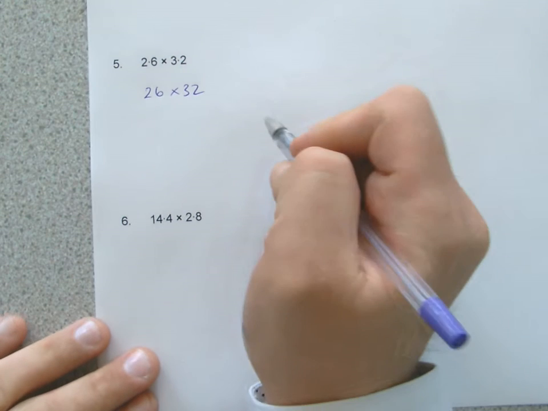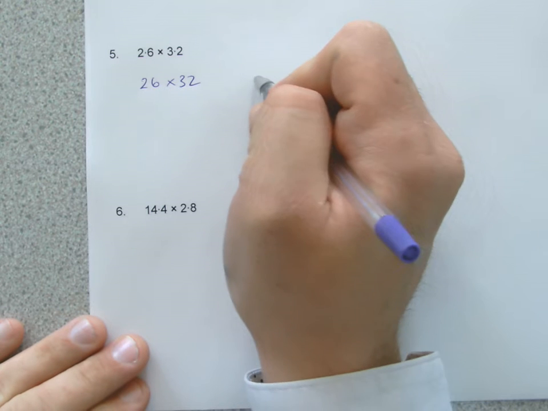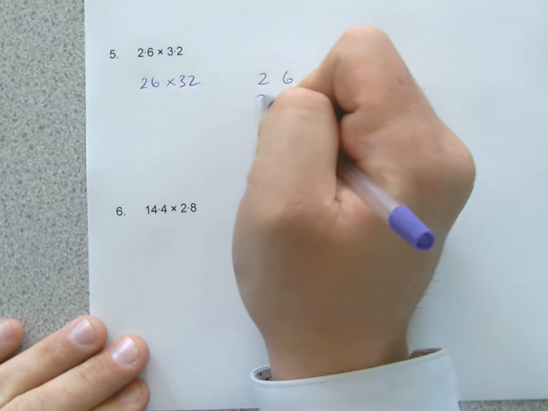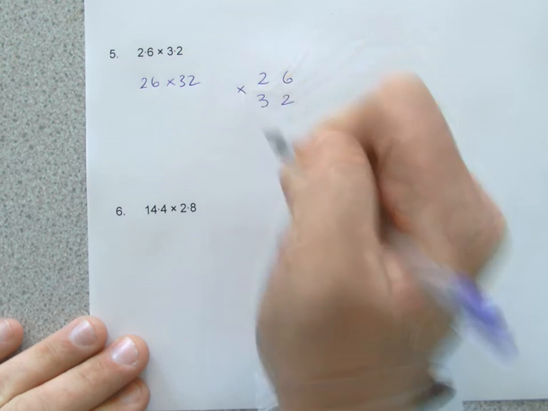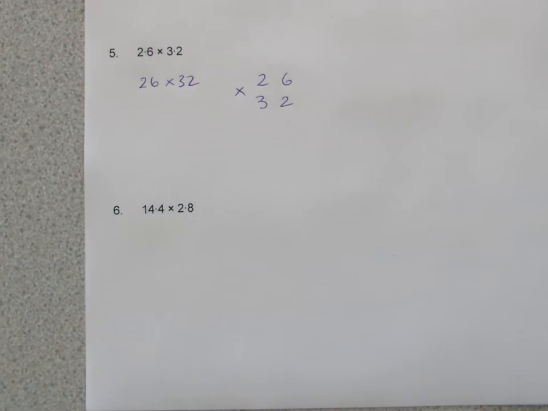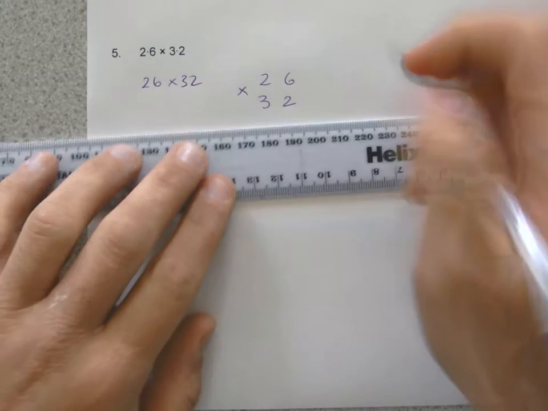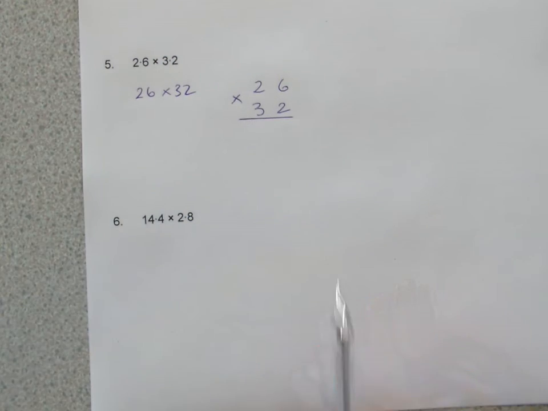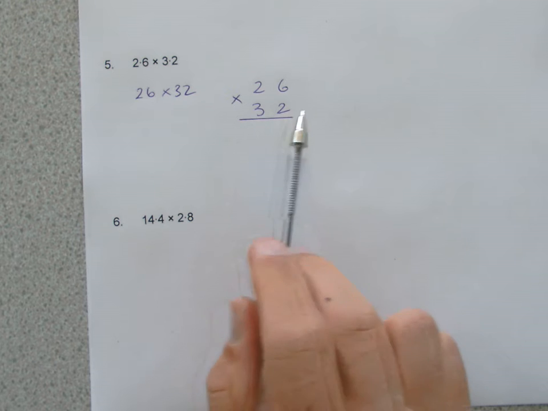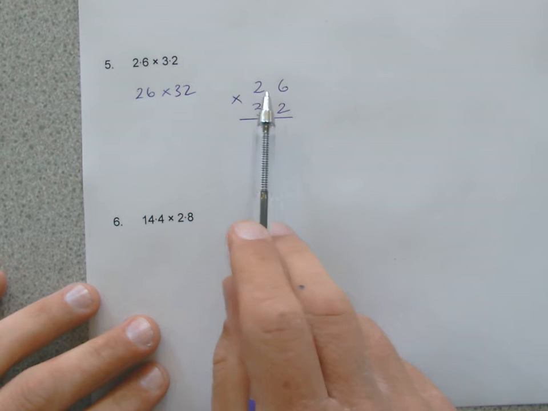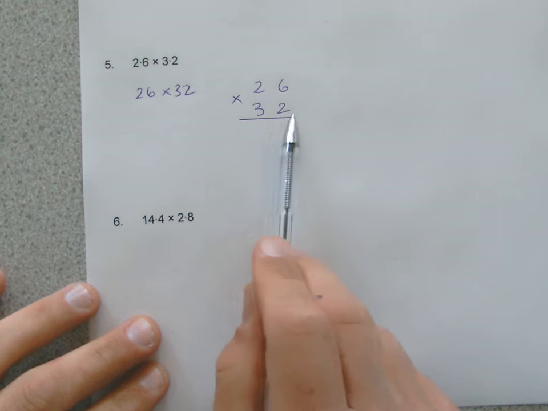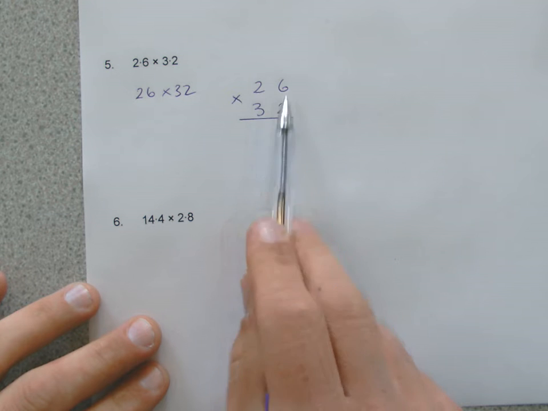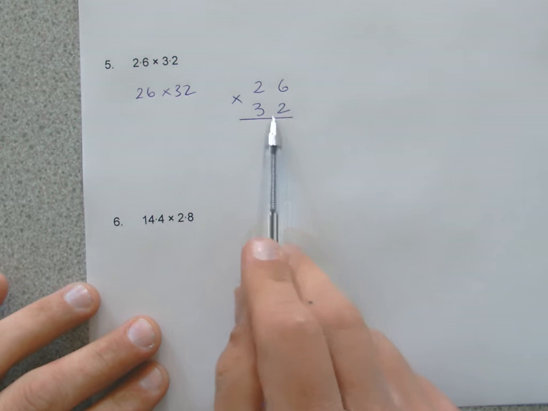26 times 32, if you use long multiplication, you'd line them up. Okay, so you've got 26 times 32, and we're going to draw a line. And when we multiply now, we focus on that bottom line here, 32. And the first thing we will do is multiply everything by the 2. Okay? Everything on the top here gets multiplied by that 2 units there.